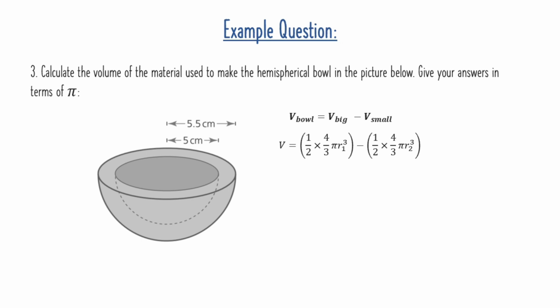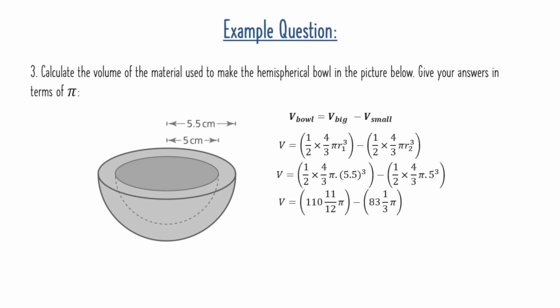So we calculate the volume of the big hemisphere using r equals 5.5 and the volume of the smaller hemisphere using r equals 5. So we put that into the equation and then we simplify the brackets first and then we subtract. And the answer is 27 and 7/12 pi centimeters cubed. And please remember, leave your answer in terms of pi unless told otherwise.